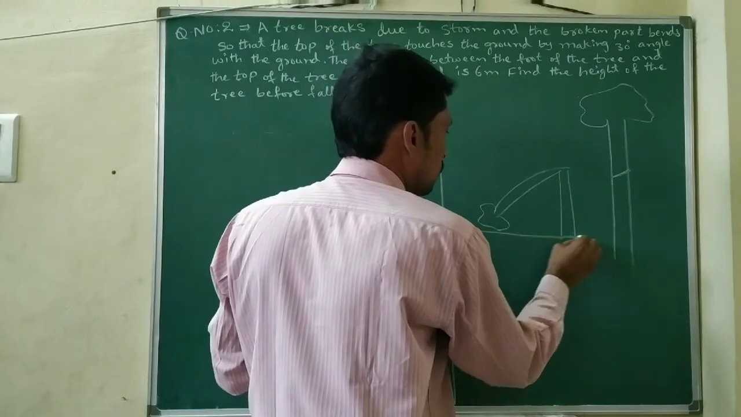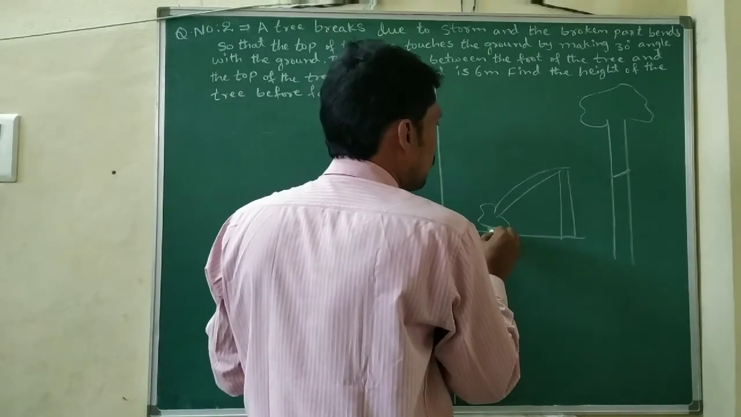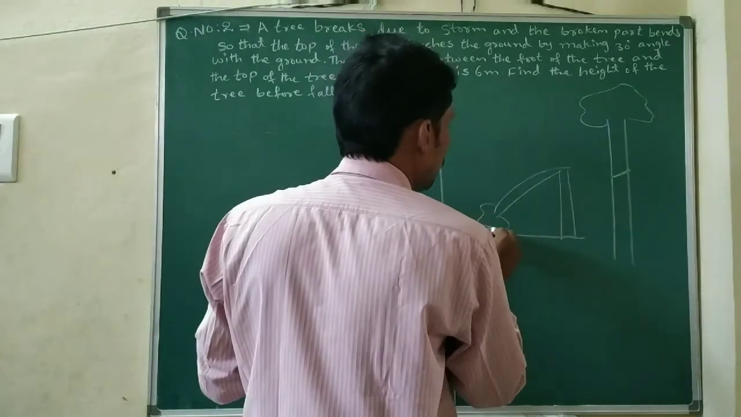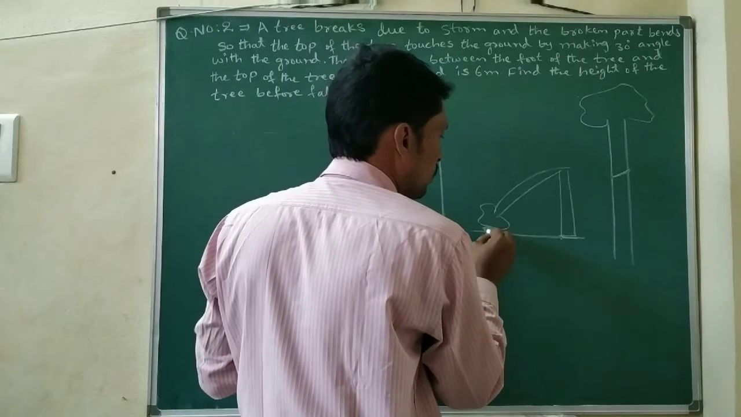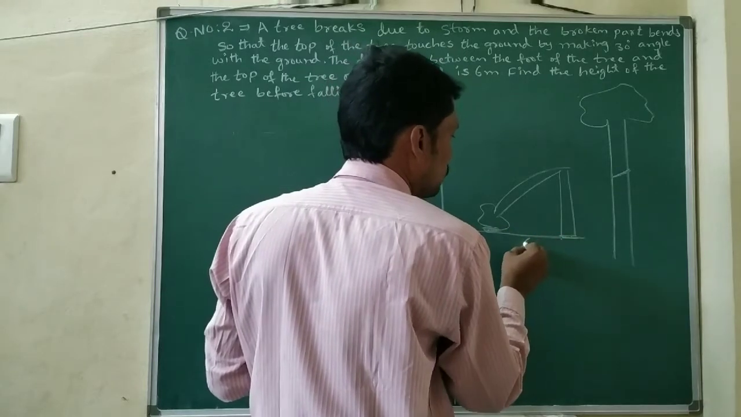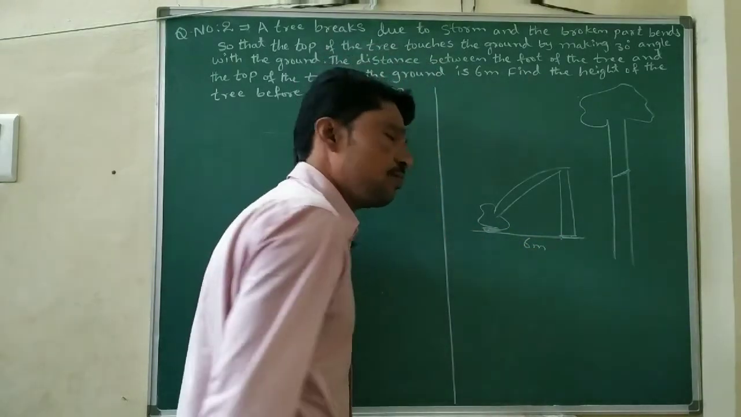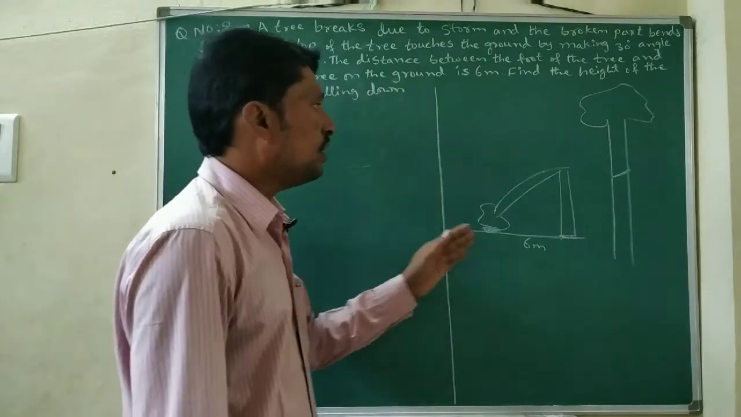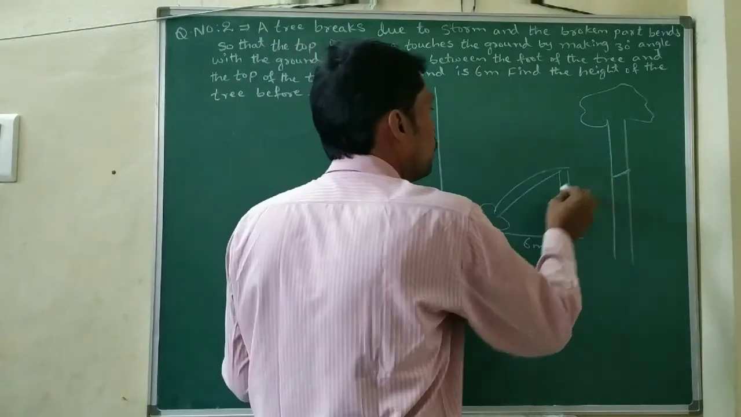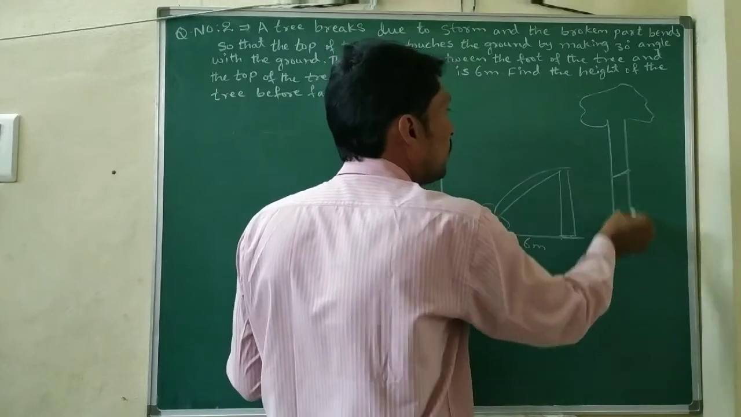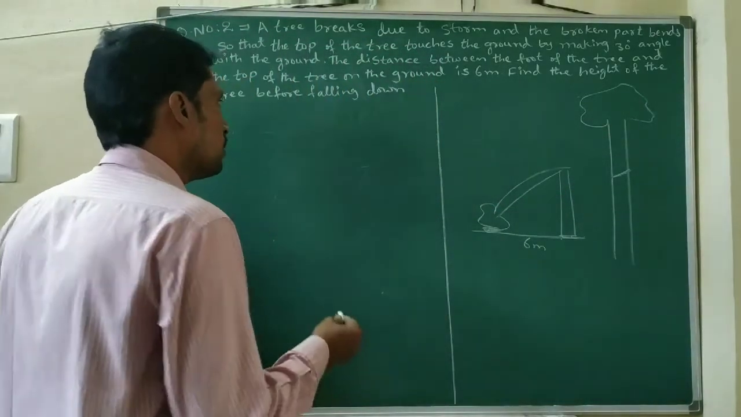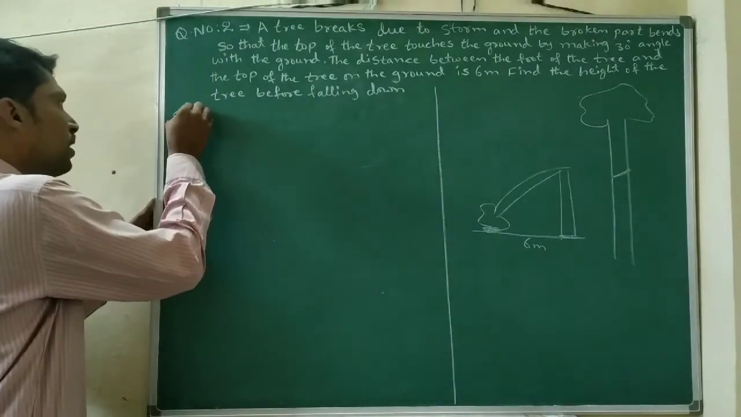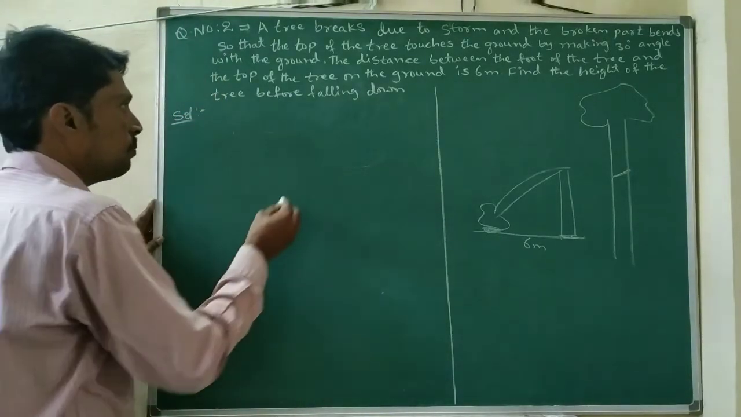Here it is touching. So the distance between the foot of the tree and the top of the tree, this is the top of the tree, is given as 6 meters. So we need to find the total height of the tree before falling. So here I am drawing the diagram now. From the diagram only we can solve the problem.